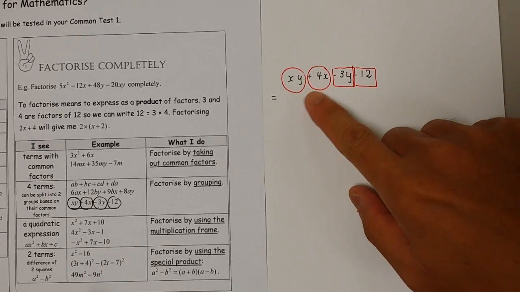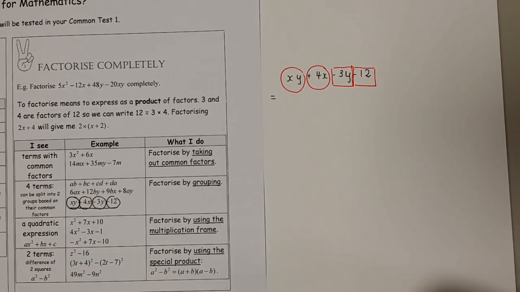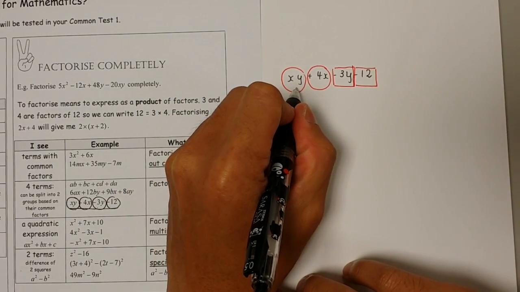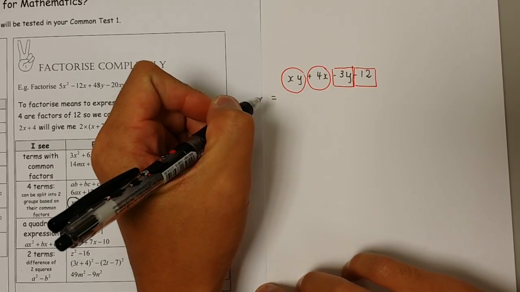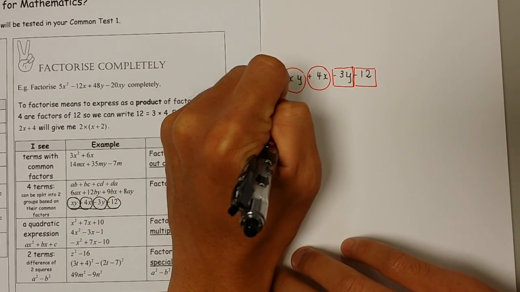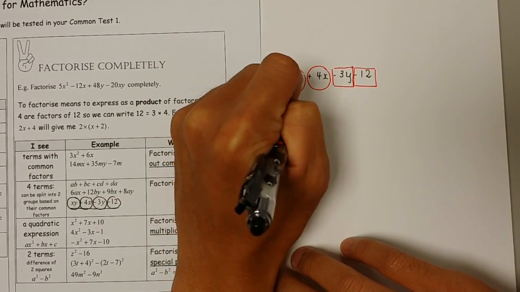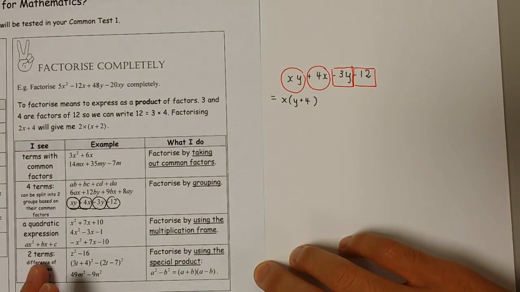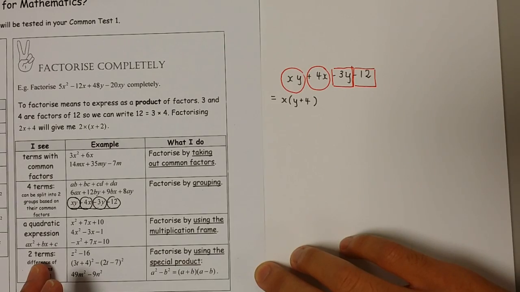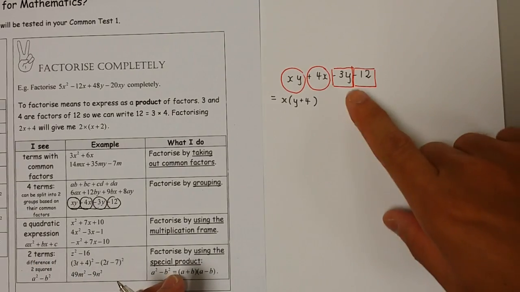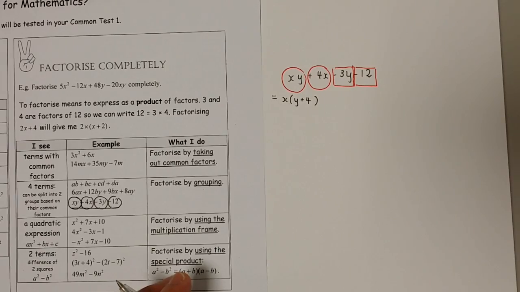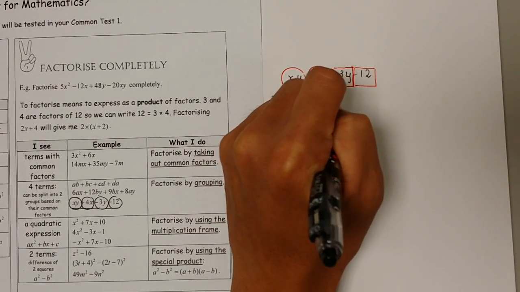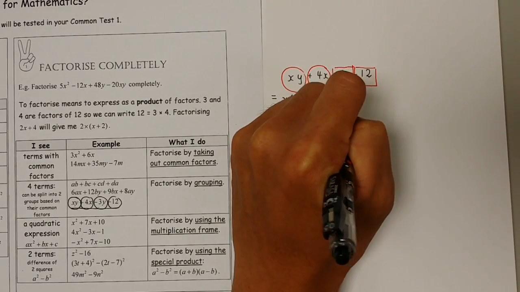Once you have grouped them into 2 groups, for each group, you take out the common factor. For these 2 terms that belong in the same group, we said that they share the common factor x. So we factorize out x. What we are left with is this. For these 2 other terms, we factorize out the common factor, which we said is negative 3. What we are left with is this.